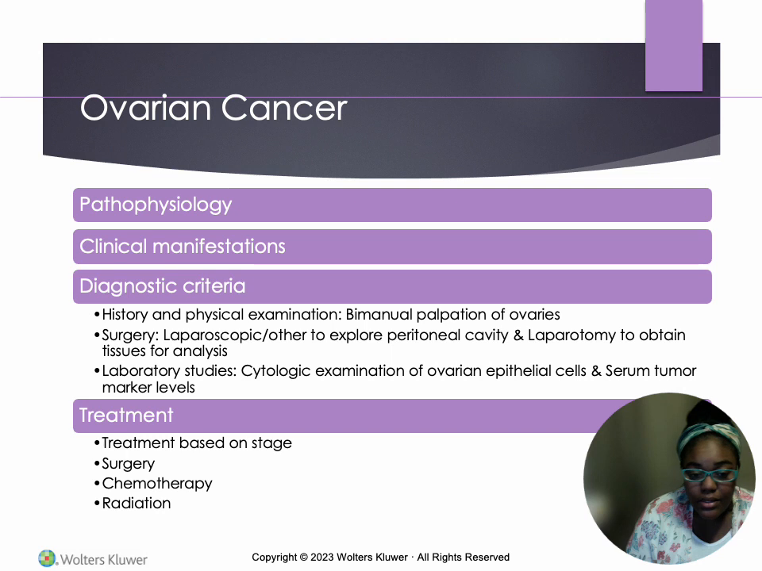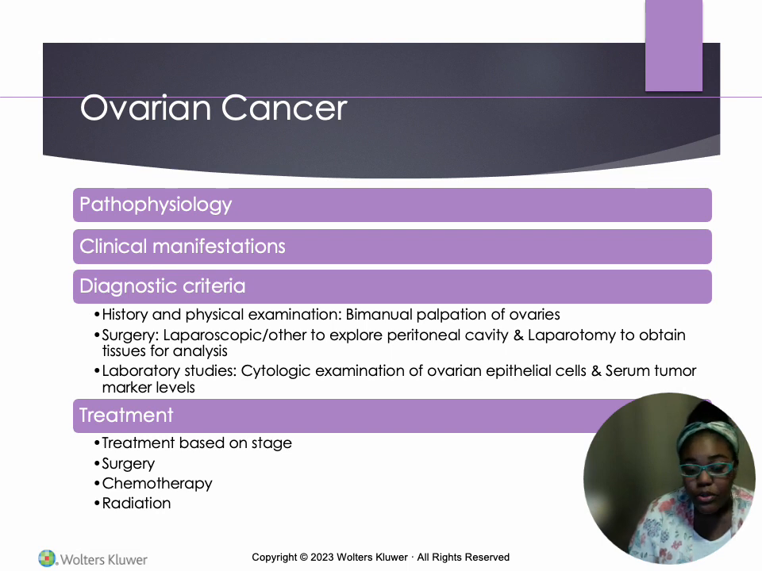So your diagnostic criteria is that they'll do a bimanual palpation of your ovaries. They may do laparoscopic surgery to explore the cavity, and it's important to know where your ovaries lie. They are bilateral in the female body, so they'll open you up through the peritoneum, and they will obtain tissues for analysis through that area.